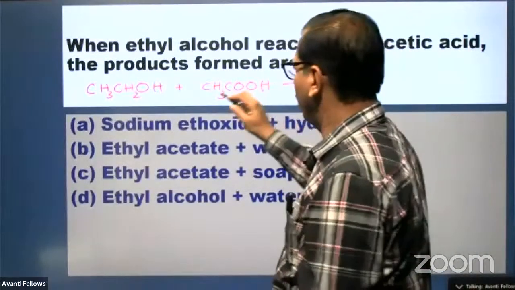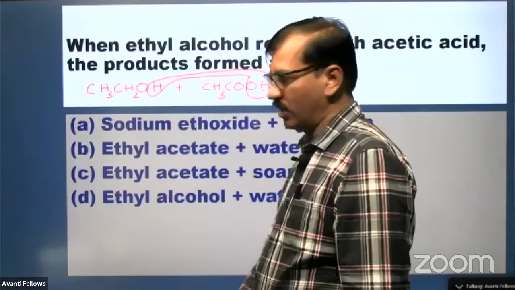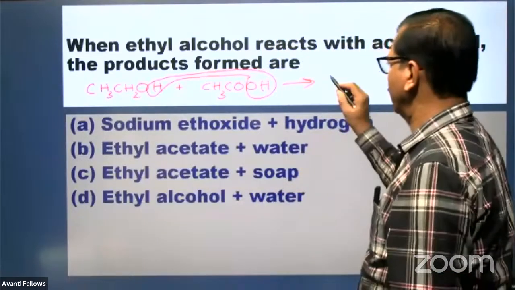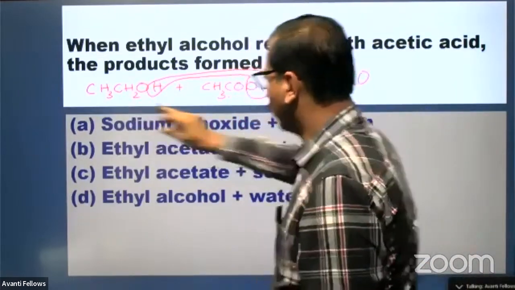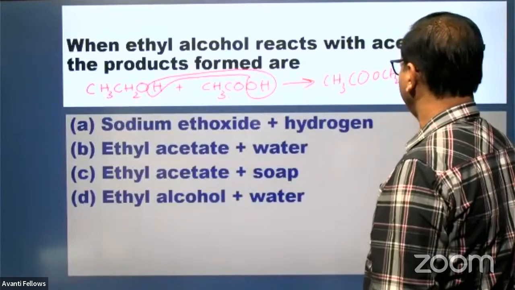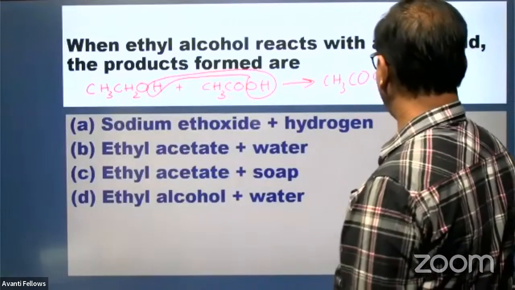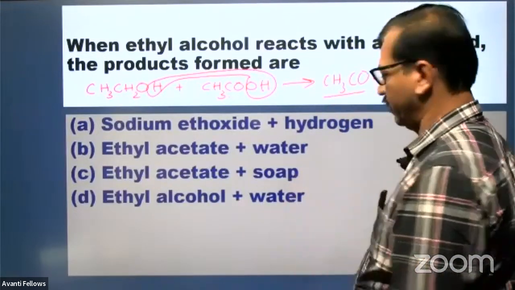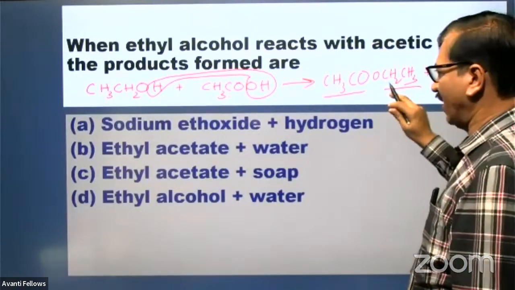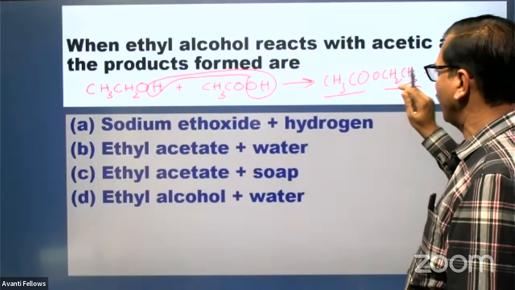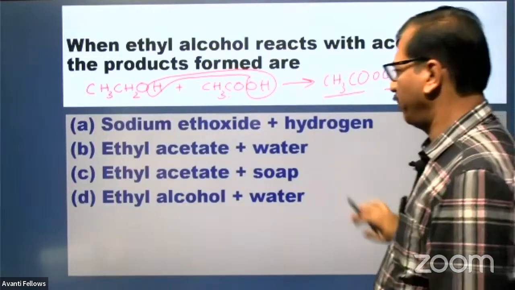This is a typical reaction. From the carboxylic acid, OH will go, and from the alcohol, H will go, forming H2O. It is called an esterification reaction. CH3CO from the carboxylic acid and the ethoxide ion OCH2CH3 form an ester. This is named ethyl ethanoate. Ethyl ethanoate and water. The common name is ethyl acetate, and water. Therefore, B is the right option.